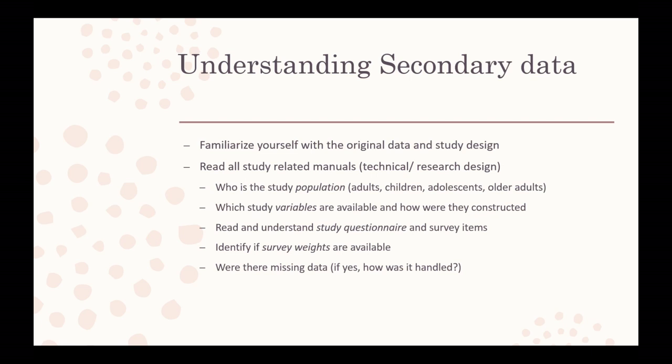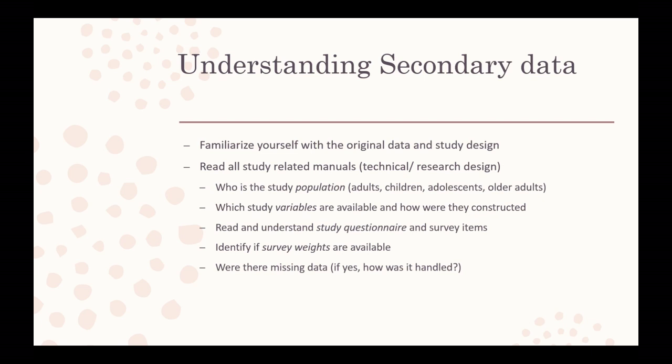So I have uploaded one manual from a secondary data set which is available on Blackboard for you all to read, and that is how a study related manual typically looks, which will tell you who this study population is. So it's very important that you identify, is it an adult population? Is it a child population, adolescent, older adults? So you have to define or identify the population.